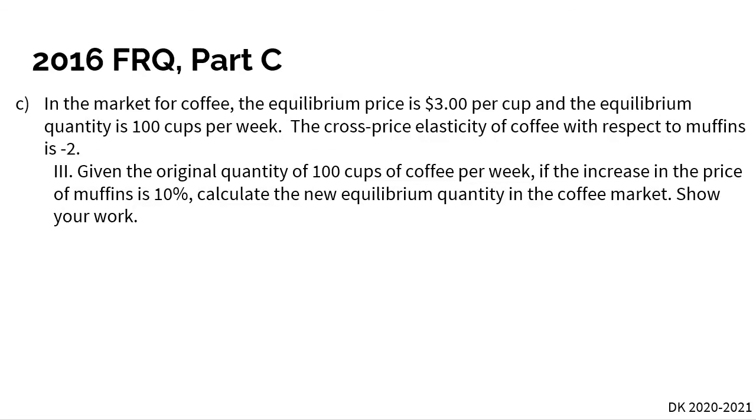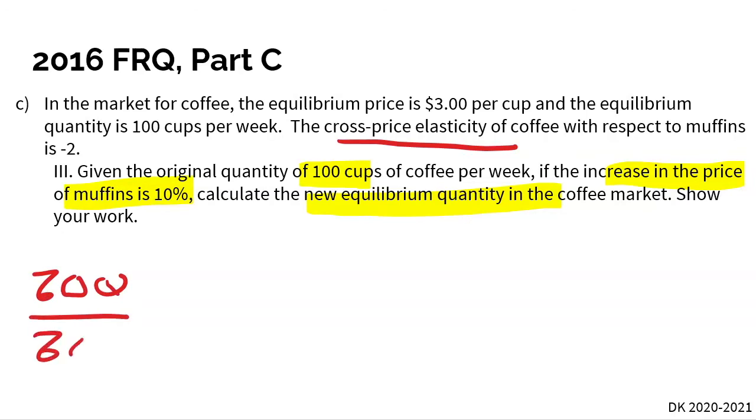So for here, we have the original quantity of 100 cups per week. If the increase in the price of muffins is 10%, they want us to calculate the new equilibrium quantity in the coffee market and show your work. So this seems a little difficult, but it's actually pretty simple. We already know that we're looking at the cross-price elasticity. And so remember, our equation is the percent change in the quantity over the percent change in price, which gets us to our cross-price elasticity.